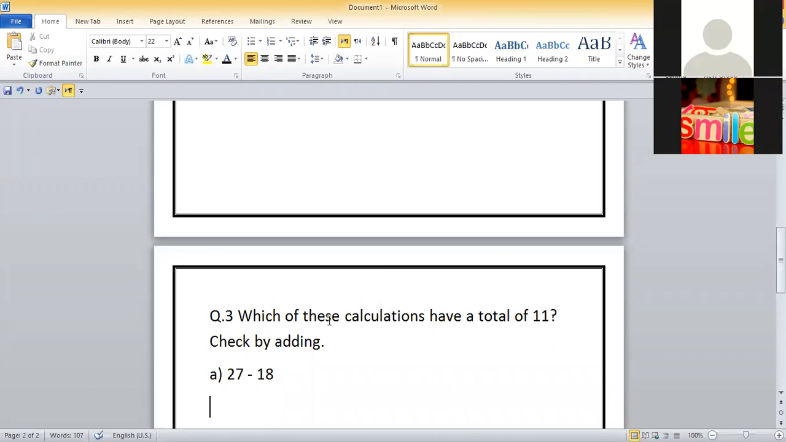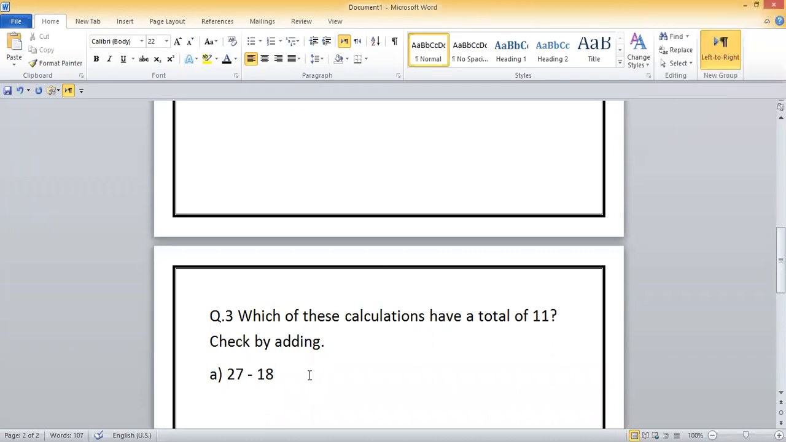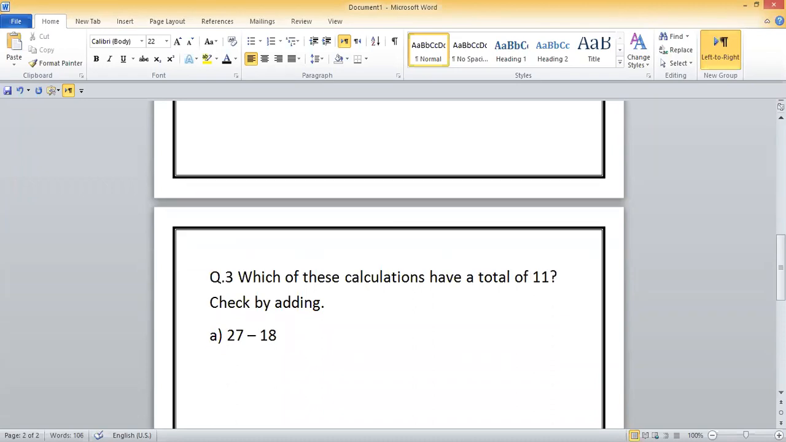Which of these calculations have a total of 11? So 27 minus 18. When you subtract 18 from 27, you will get to know. I'll show you here. 27, I write 2, space 7, enter. Minus 1, 8.